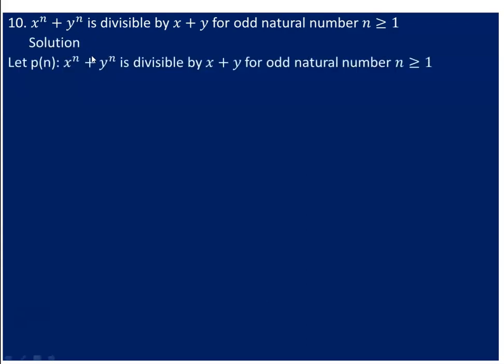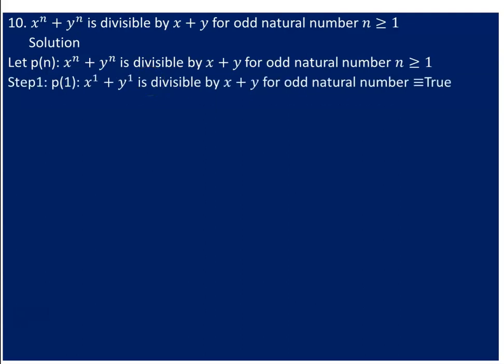So the solution runs like this. Have p of n to be x to the power of n plus y to the power of n is divisible by x plus y for odd natural number n greater than or equal to 1. So let's now check the first step. The first step here is to check for the first given natural number. The first given natural number here is 1, so we directly substitute 1 in place of n.